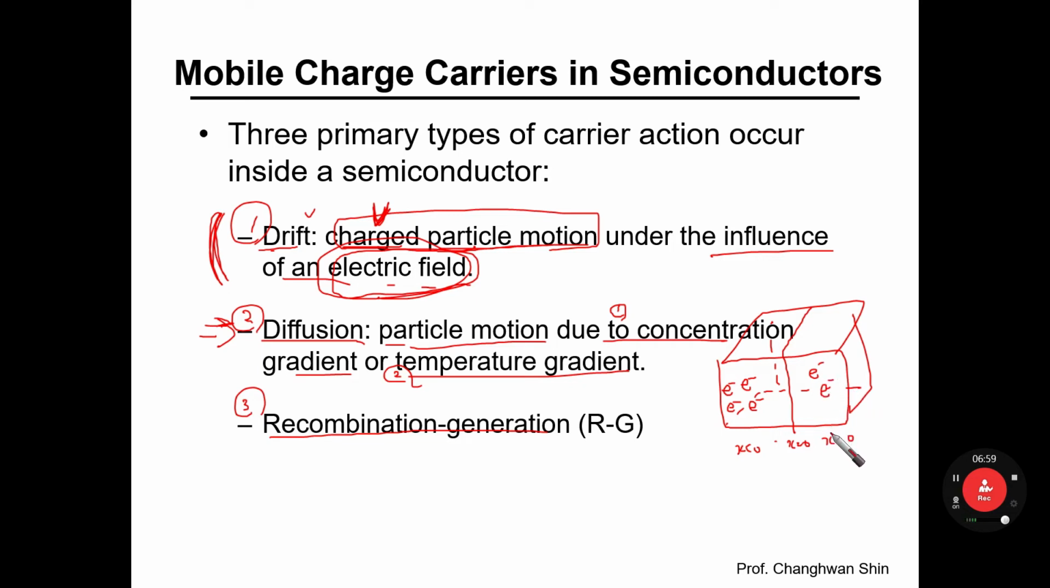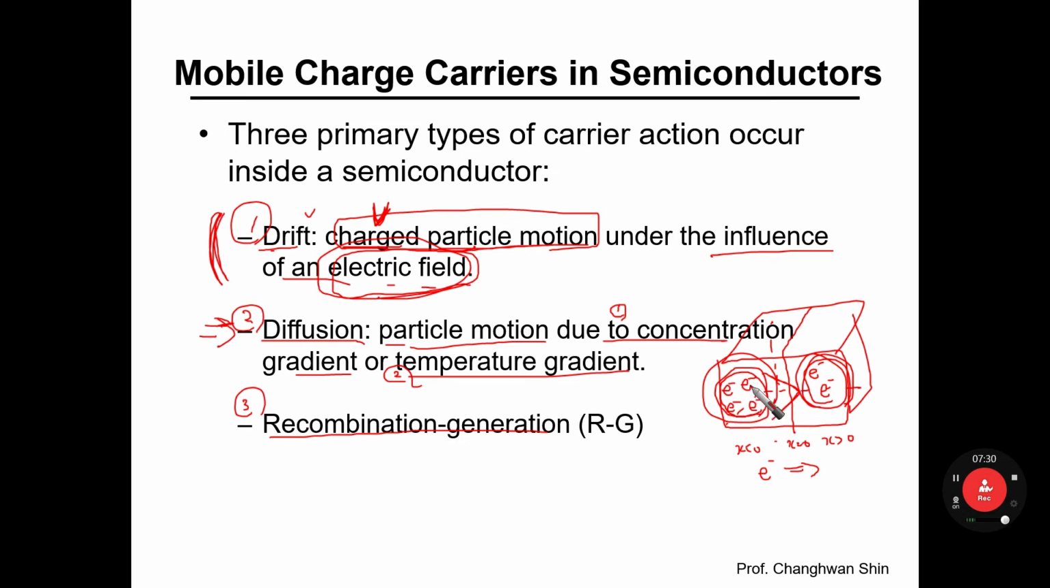Then what would happen in this sample? The total number of electrons on the left hand side is 4, and the total number of electrons on the right hand side is 2. So simply speaking, we can expect an electron concentration gradient, right? More electrons, fewer electrons. So electrons would like to diffuse toward the right hand side.